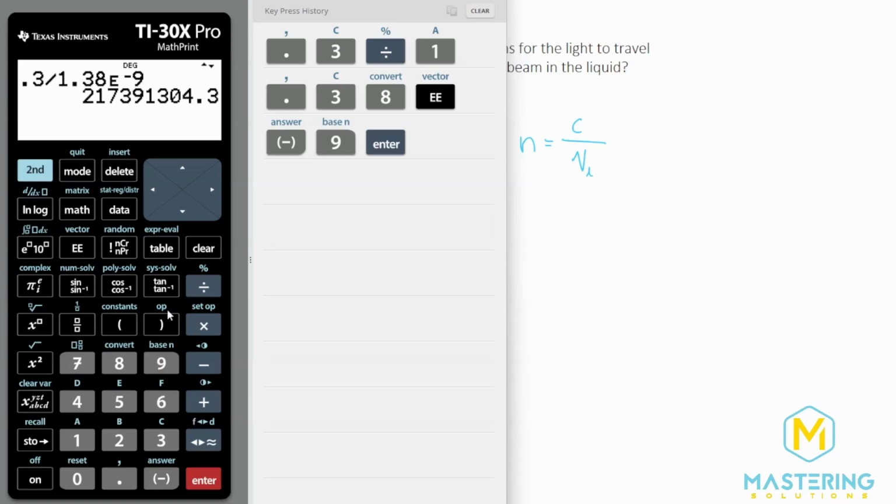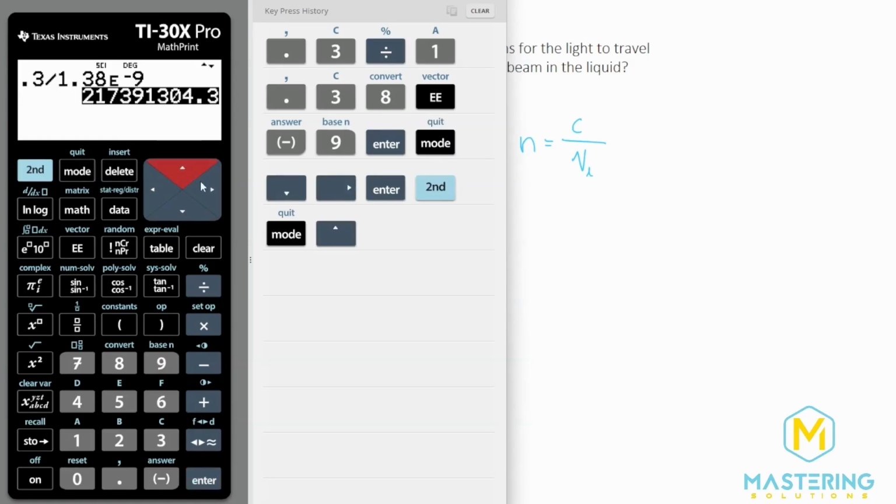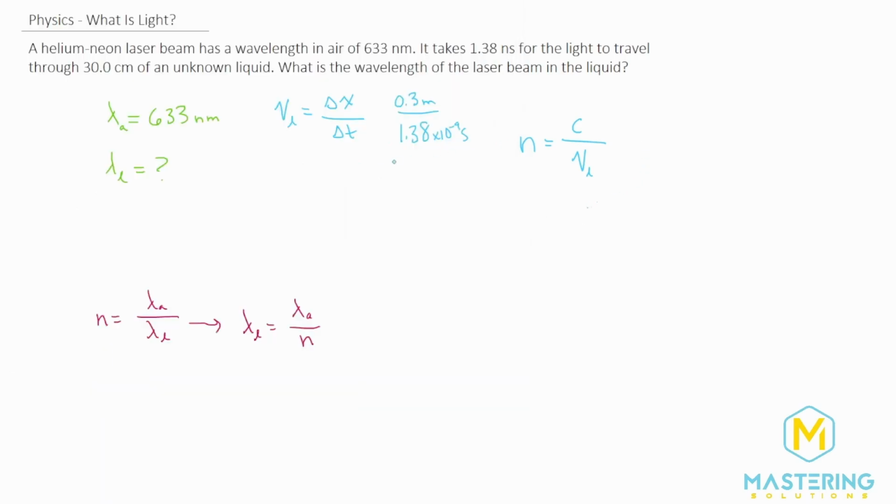So what is that in scientific notation? So we have 2.17 times 10 to the 8. So the speed in the liquid is 2.174 times 10 to the 8 meters per second. So now we can plug that in here to figure out the index of refraction.